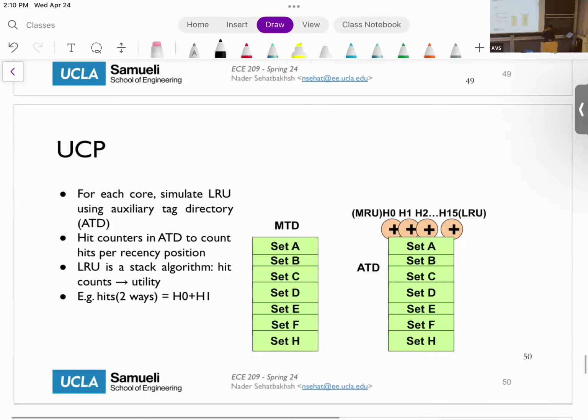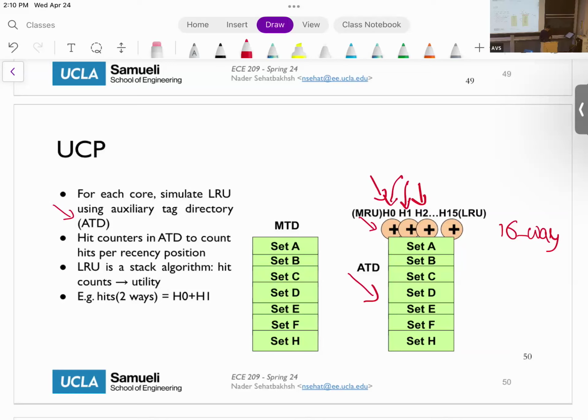So how do we do that? We're gonna use an idea that's very similar to the auxiliary tag directory that we had for DIP and DRRIP and so on and so forth. We're gonna have this thing called auxiliary tag directory, and then we're gonna have counters for each of these tag directories. So think about this, that we have a group of sets. And we're gonna have counters per way in this cache, okay? So for example, if this is a 16 way, then we're gonna have one counter per way, okay?